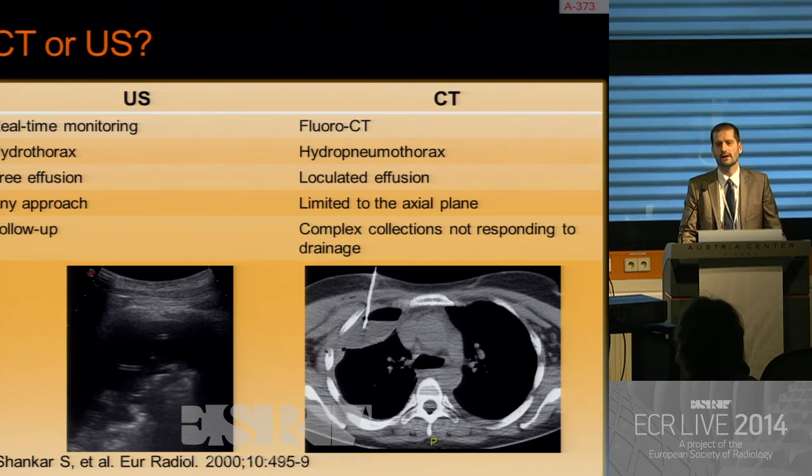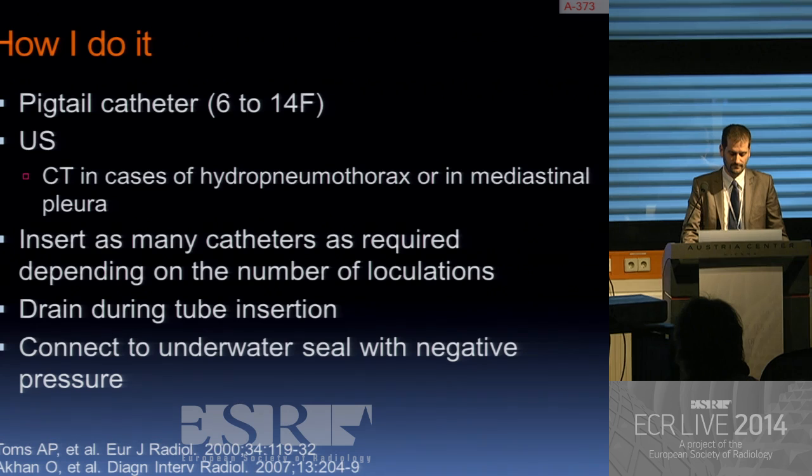Finally, ultrasound can help in the follow-up of these patients, and CT can be useful in cases of complex collections not responding to drainage. You can choose catheters from 6 to 14 French, and ultrasound guidance is recommended, but you can use CT in cases of hydropneumothorax or collections in the mediastinal pleura. You have to insert as many catheters as required, depending on the number of loculations. Once the catheter is inside the pleural space, you have to start draining during the tube insertion in the same room and connect the tube to an underwater seal with negative pressure.